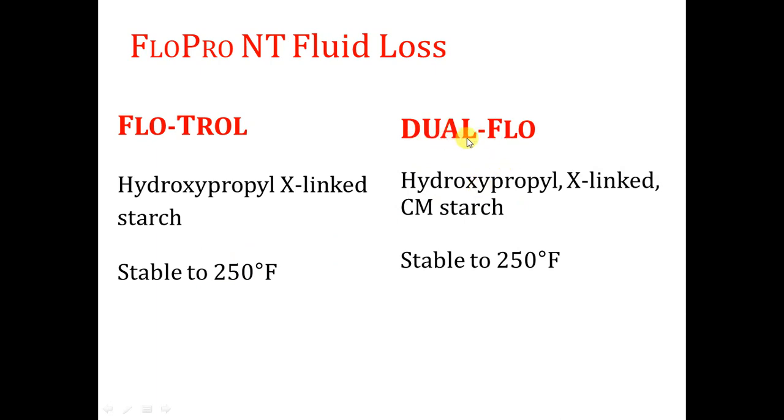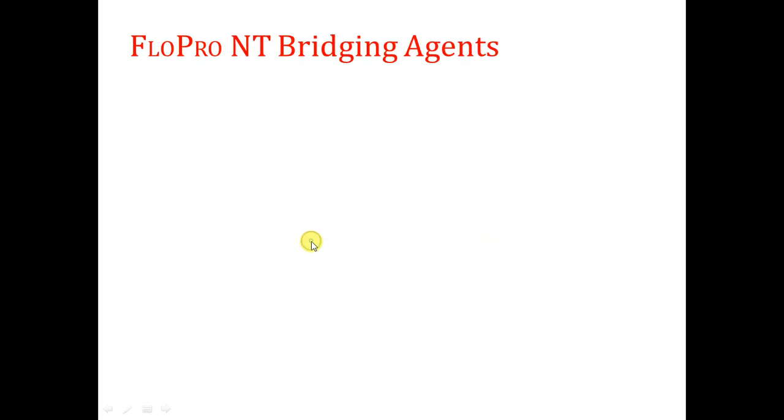Another type is called dual flow. It's hydroxypropyl cross-linked CM or carboxymethyl starch, and it is also stable up to 250 Fahrenheit.